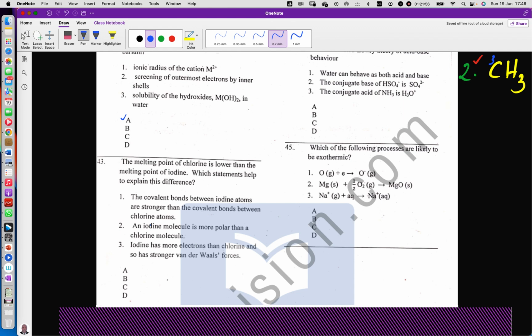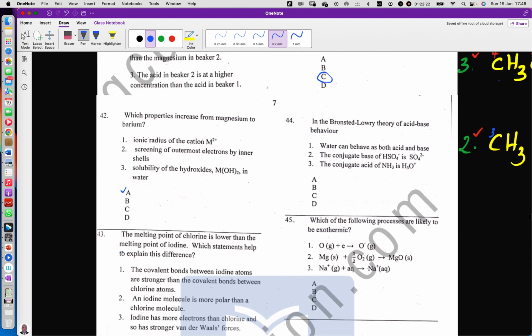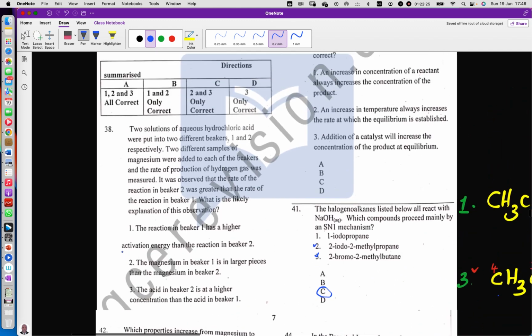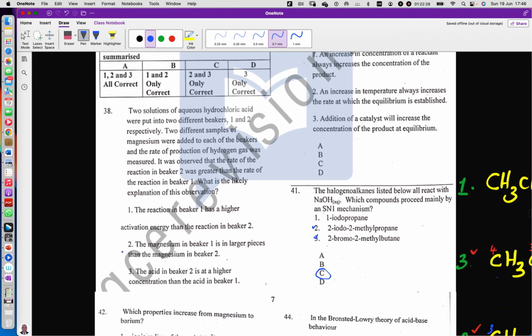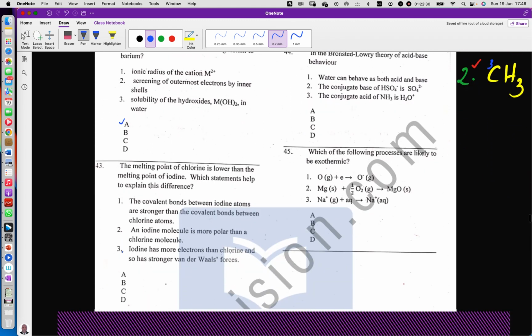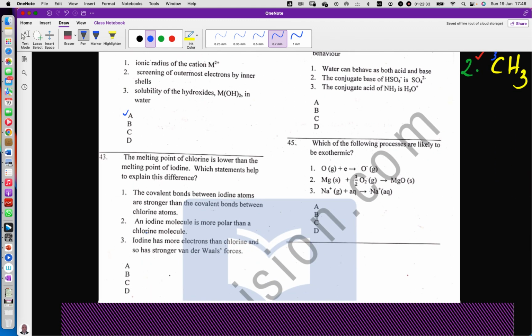So let's see our answer. 1. The covalent bonds between the atoms are stronger? No. I say it has to do with intermolecular forces, which I have just explained. 2. Iodine molecule is more polar? No. 3. Iodine has more electrons than chlorine, and so has stronger van der Waals forces. Excellent. So the answer is 3, and if the answer is only 3, then the answer is D. 43 is D.